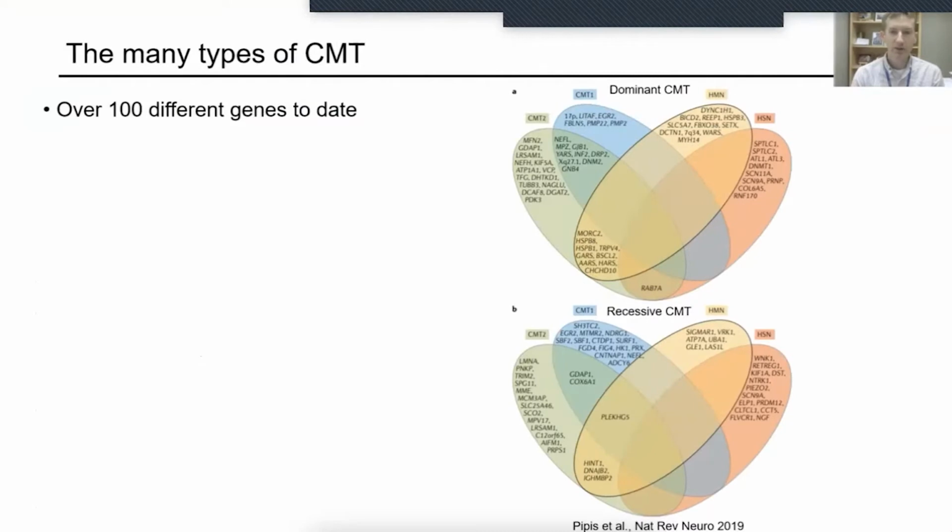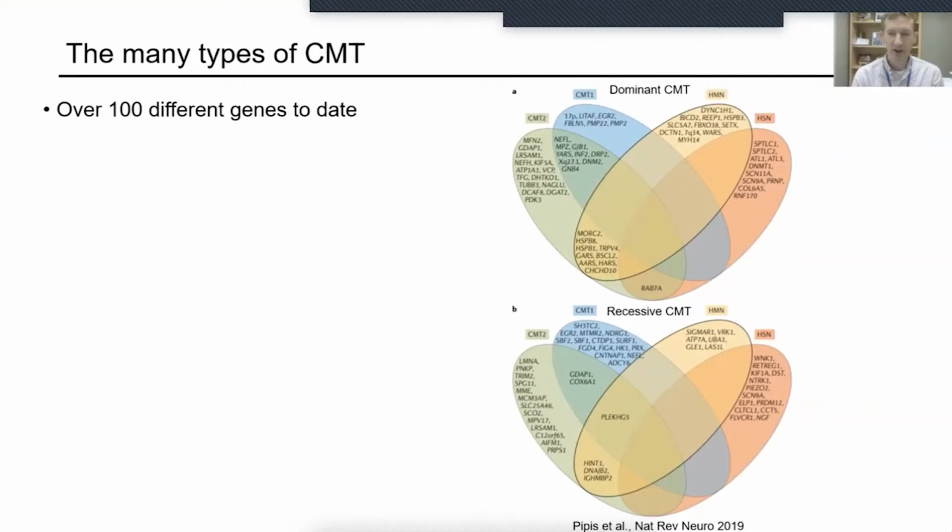So to get back to the types of CMT, I think I mentioned earlier, there are now over 100 different genes that have been identified to date that cause different kinds of CMT. This is a partial list. On the top are dominant forms of CMT, and on the bottom are recessive forms, broken down into pure motor, pure sensory, or CMT combination groupings, with type 1 and type 2, demyelinating versus axonal. Again, there's a lot of overlap and a lot of messiness to these classifications.